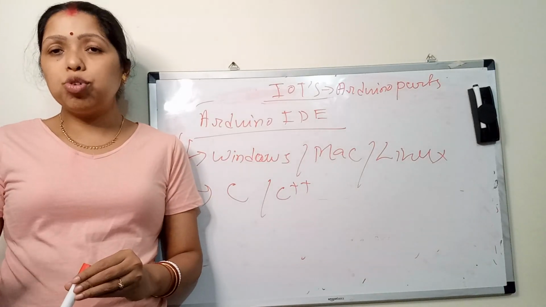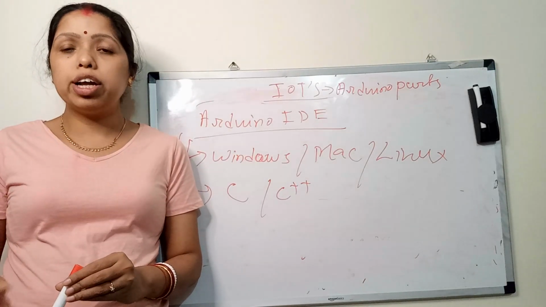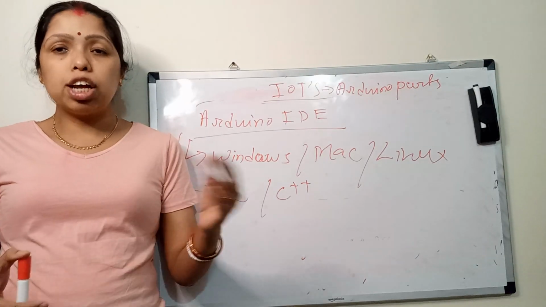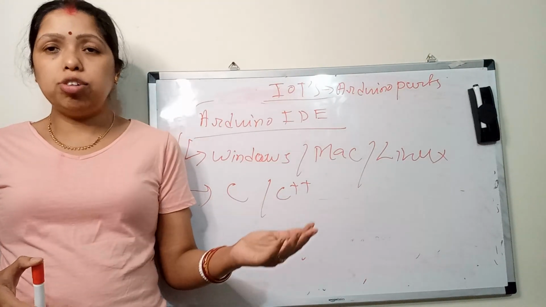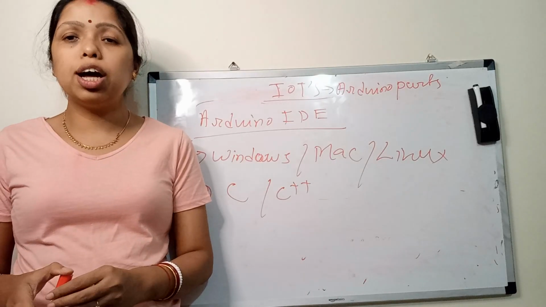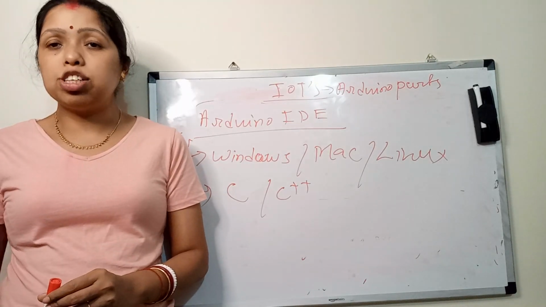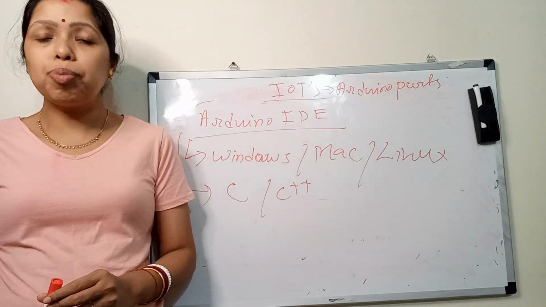Suppose you connect some input to the Arduino hardware and you connect the output. Based on the input, whatever code you write in the Arduino IDE, you can get the output in the form of light, motor, or actuator, based on the application.